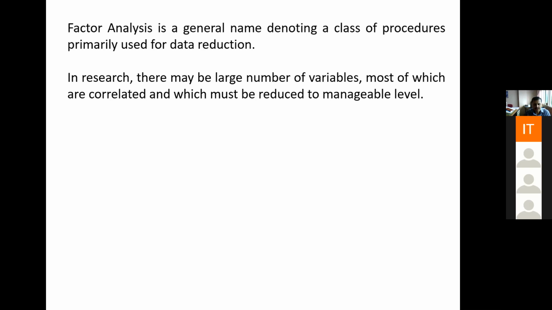Now, to understand the purpose of factor analysis, let's say you are at the stage of preparing a questionnaire. Whenever we want to assess the attitudes, perceptions, or behavior of the participants, in order to measure them, what do we do? In the questionnaire, we write many items. Those statements relate to different aspects.